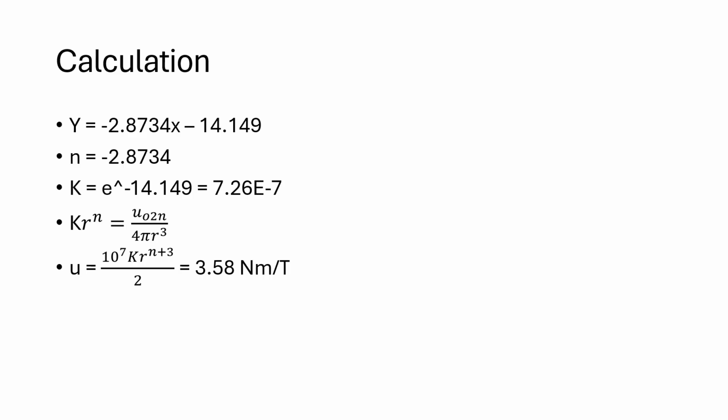And in this case, in order to find the actual k, we will need to take e to the power of both sides. And doing that, we find that k is 7.26 times 10 to the negative 7. And then setting the two equations for magnetic field together, k r^n is equal to mu0 divided by 4 pi times 2 mu divided by r cubed, we find that the magnetic dipole moment mu is 3.58 newton meter per tesla.